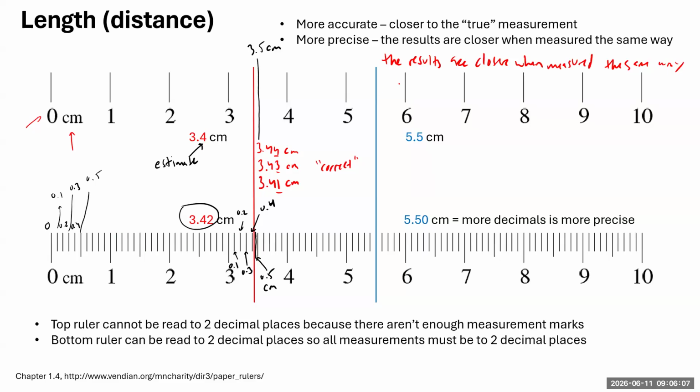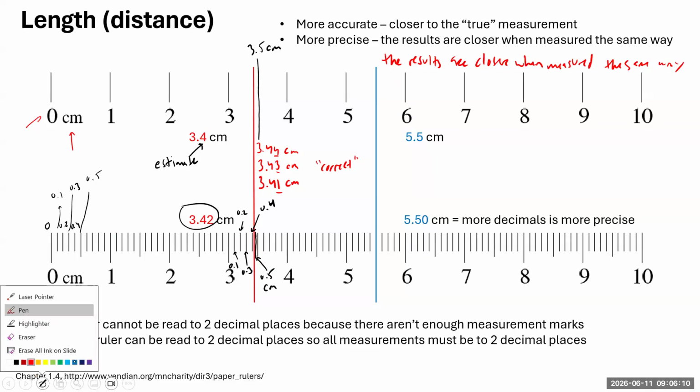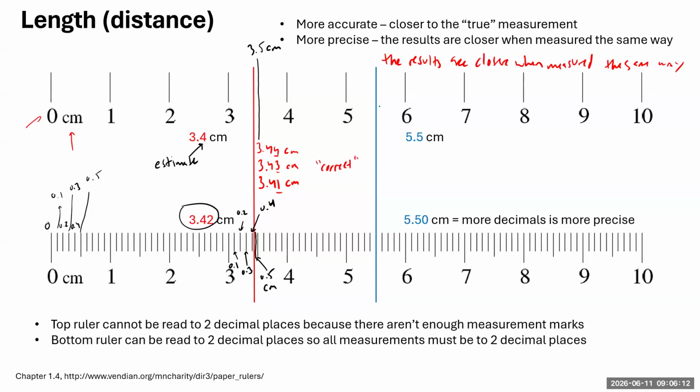Okay, so let's do another one. Let's look at this blue line now. This blue line falls exactly on that line. Or this one looks like it's exactly halfway, so we're going to call it 5.5 centimeters. But if you look at this bottom ruler, it also falls on that line. So it's 5.5, but since we know we can report this ruler to two decimal places, we have to report all measurements to two decimal places for that bottom ruler.